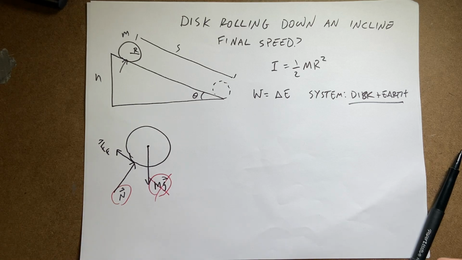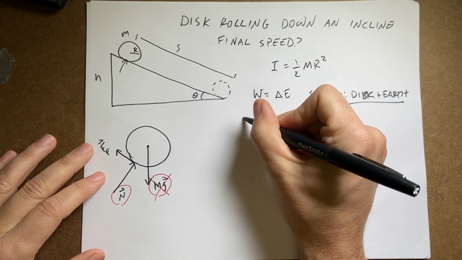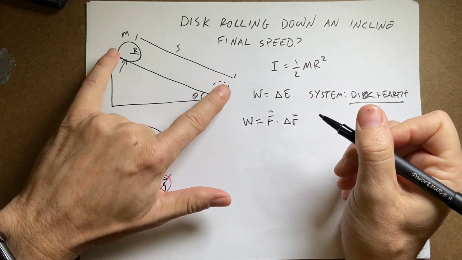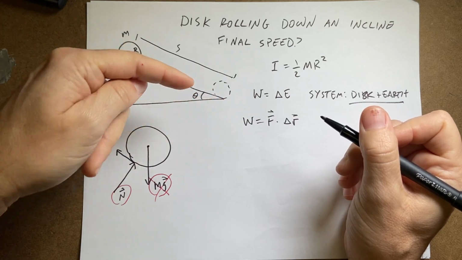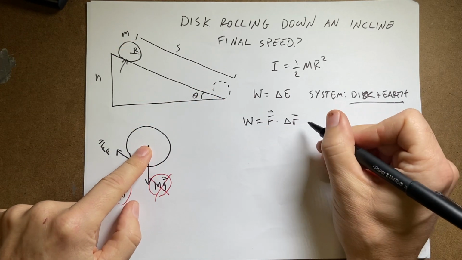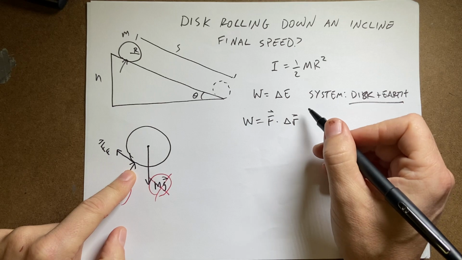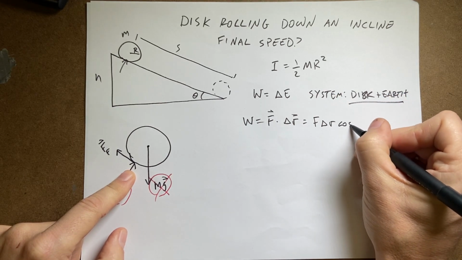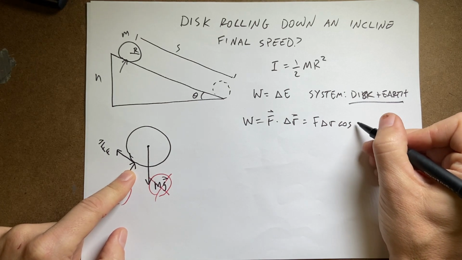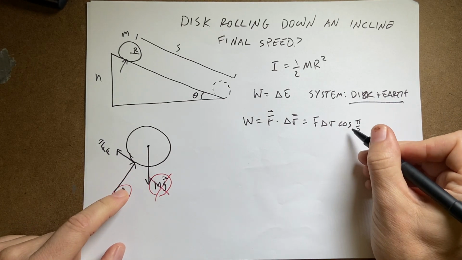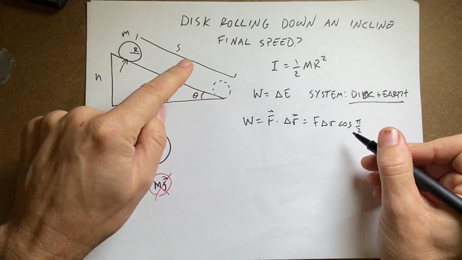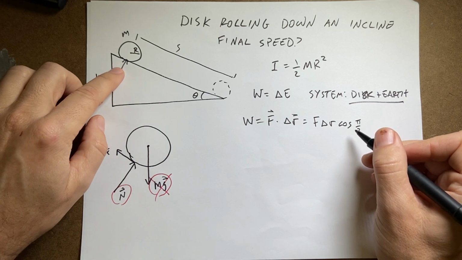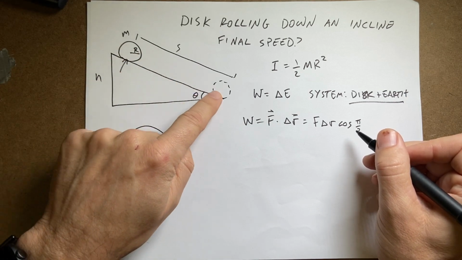Well, we can define for a constant force, the work is F dot delta R. So delta R is going to be this displacement this way, and the force is the normal force. But these are perpendicular, so this could be written as F delta R cosine of pi over 2. That's the angle between the displacement and the force, and the cosine of pi over 2 is 0. So the work done by the normal force is 0 because it's perpendicular to the displacement.